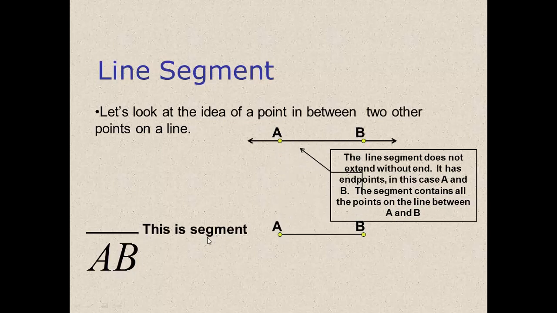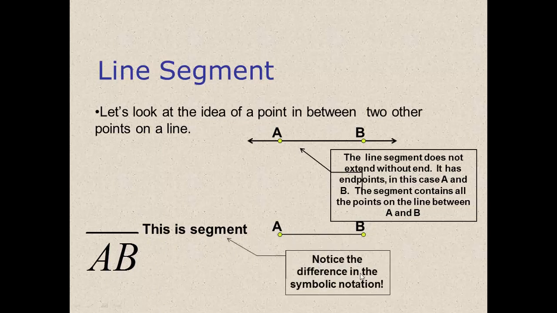Then AB, this is a segment, this is the symbol for a segment AB. Now note the difference in the symbolic notations. Okay.